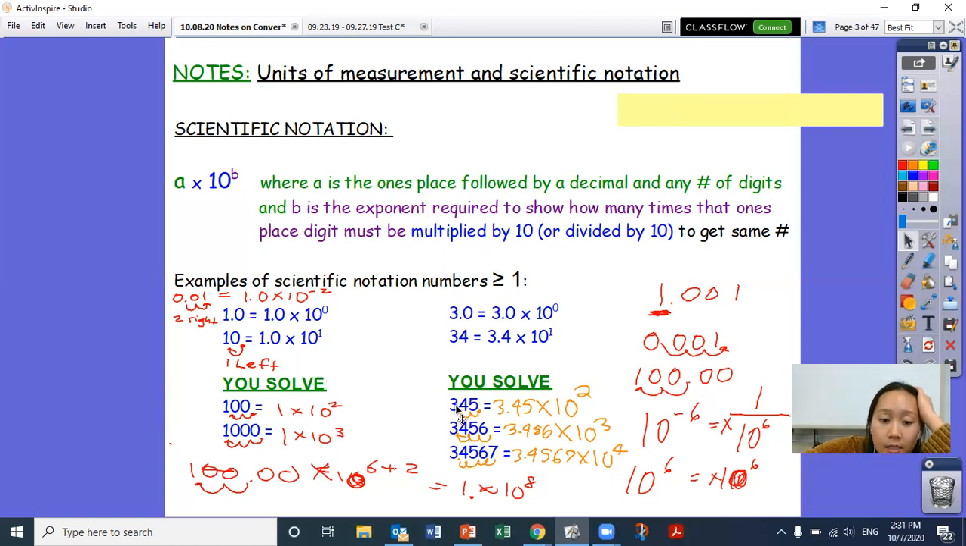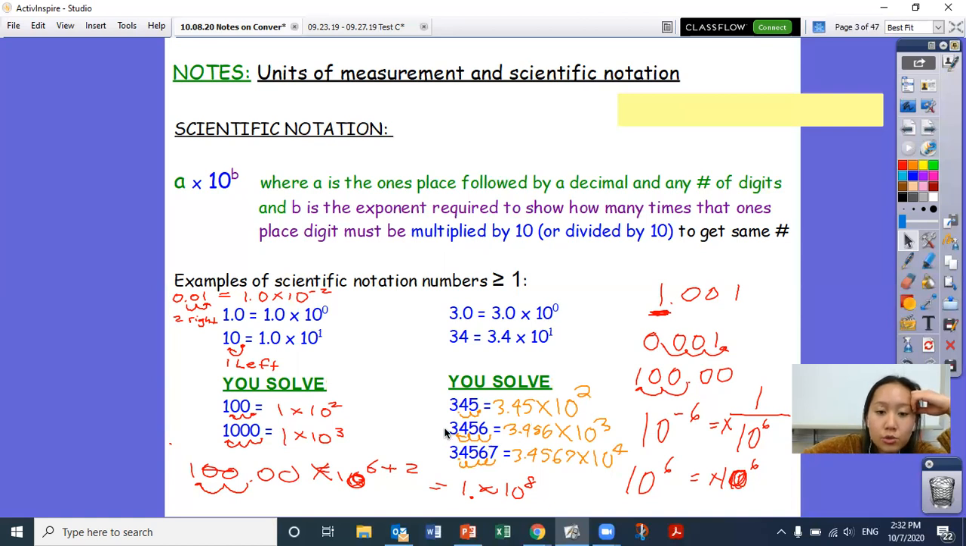Okay. The example here is 345. So originally the decimal is hidden behind the 5, right? Because it's a whole number, it's hidden. You're going to move it behind the first non-zero number, which is the 3. So in order to get it behind the 3, you're going to move it 1, 2 times. So your new number in scientific notation is going to be 3.45 times 10 to the power of, how many times did you move it? 2. Is 345 bigger than 3.45? Yes, so this will be positive.